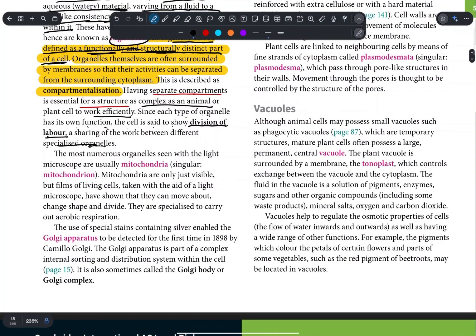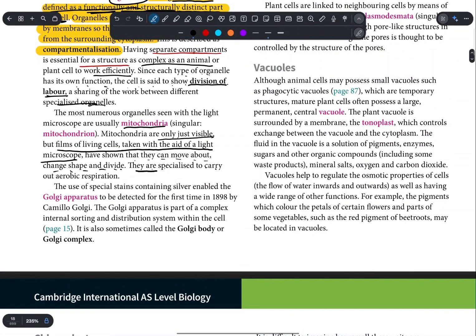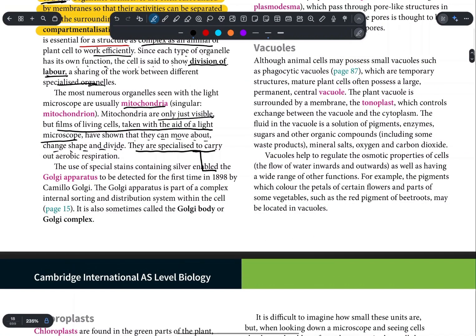The most numerous organelles seen with the light microscope are usually mitochondria. So what does it say? It means that mitochondria can be seen with the help of a light microscope. Mitochondria are only just visible, but in films of living cells taken with the aid of a light microscope. They are specialized to carry out aerobic respiration.